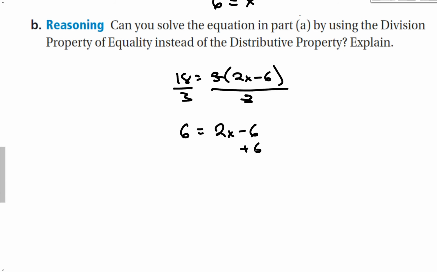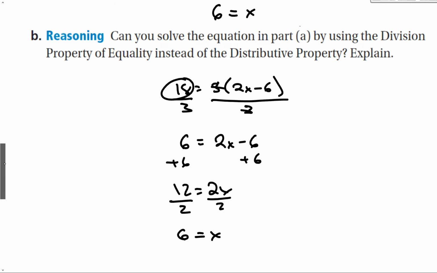Then, of course, I could add 6 to both sides, divide by 2, and we get that 6 is equal to x. Okay? Same answer, just different method. This method works well if this term happens to be divisible by that term. If it's not, it's probably better to use the distributive property.